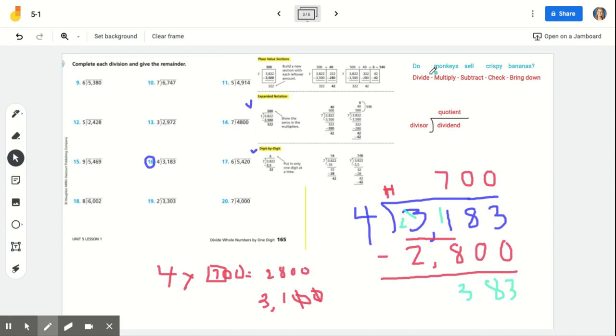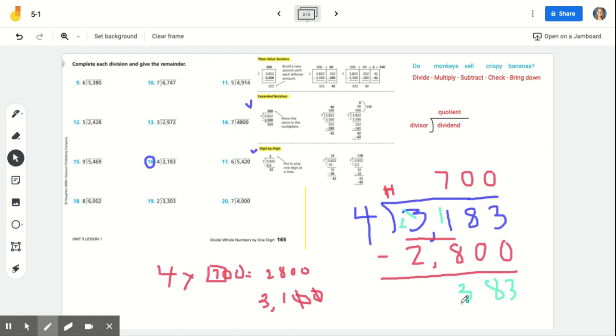And now we're starting all over. Again, this doesn't necessarily apply. This was more for digit by digit. There's nothing to bring down. What we're looking at now is how many times does 4 go into 383. And again, just like the process here, I do some underlining.